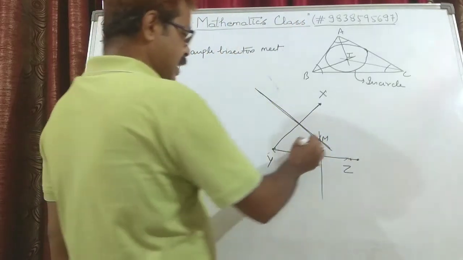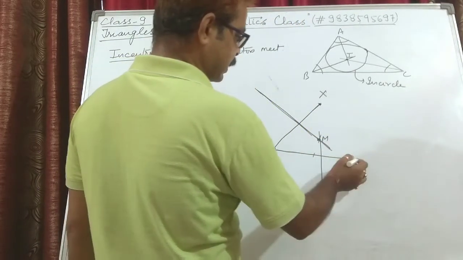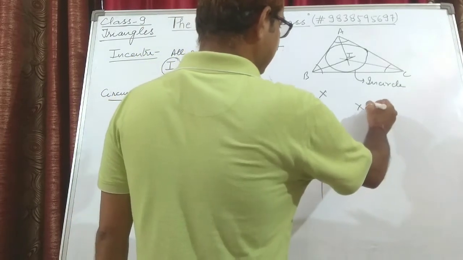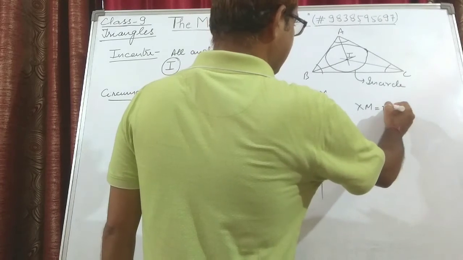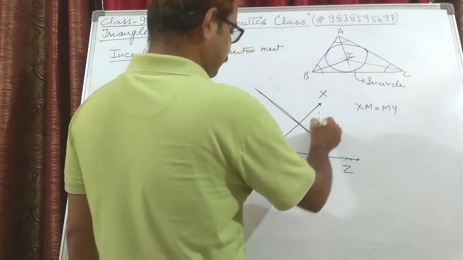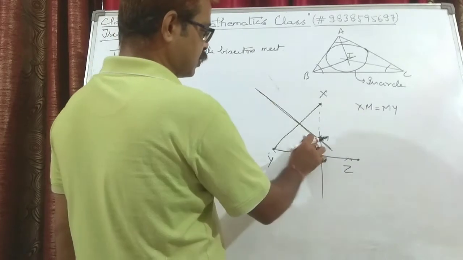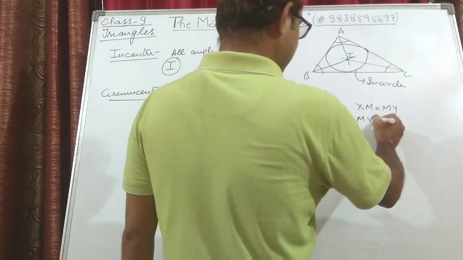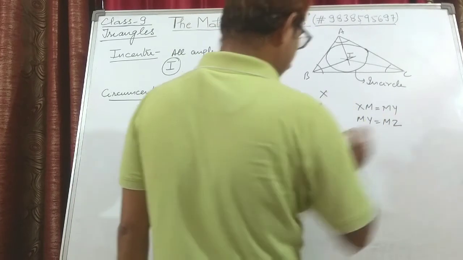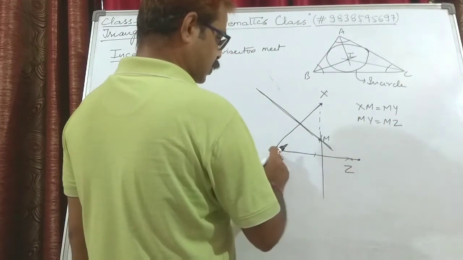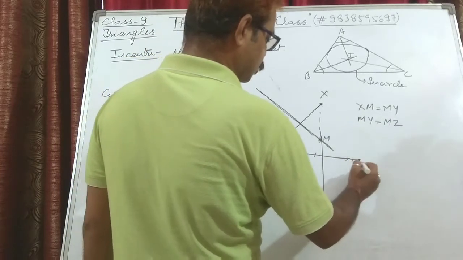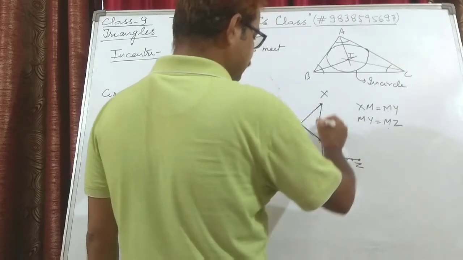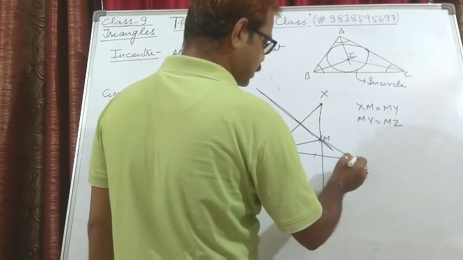It means that M is equidistant from Y and Z. Finally, it means that the first point we can say is that XM is equal to MY, because M is on the perpendicular bisector of XY. Second thing we can say is MY is equal to MZ, because M is on the perpendicular bisector of YZ as well. So XM is equal to MY is equal to MZ means this distance and this distance are equal.